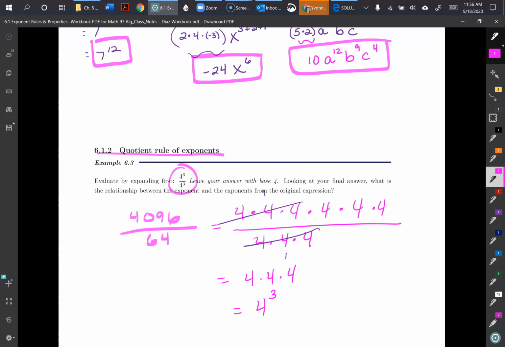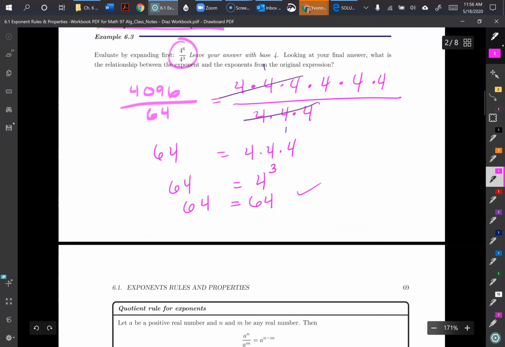And if we calculate this out, the 4,096 divided by the 64, we get 64. And lo and behold, 4 cubed, we figured that out earlier, is 64. So it does work. It will always work in every case. So that's our answer here, and it's the same as doing 4 to the 6 minus 3.